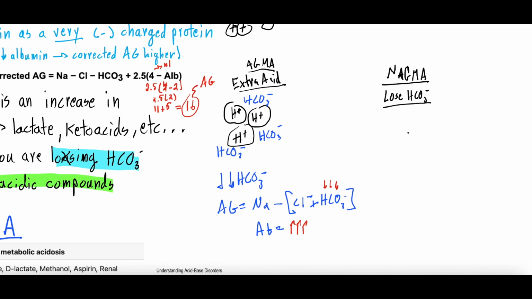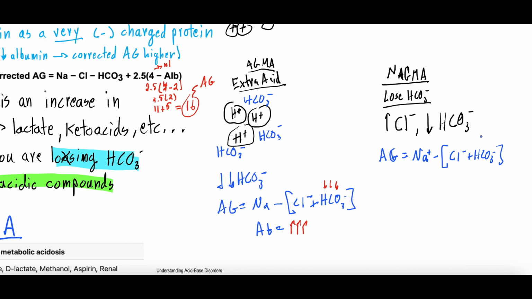All right. Something that happens when you lose bicarbonate is you actually increase your chloride. Your body does this while you're losing your bicarbonate. And what happens here is, if we look at the equation for anion gap, anion gap equals sodium, unchanged, minus chloride plus bicarb.